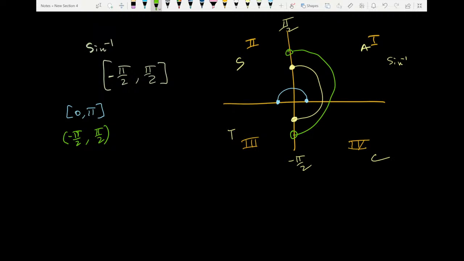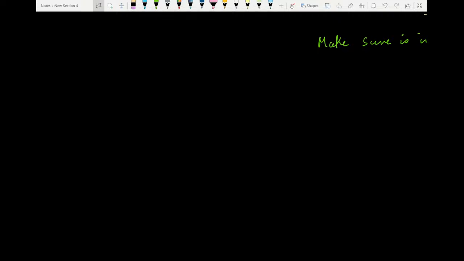Why we're looking at all that? Oh, by the way, when you're using calculator, make sure your calculator is in radian mode. If it's in degree mode, you're gonna get weird wrong answers. So why is that important? Let's look at this type of problem.